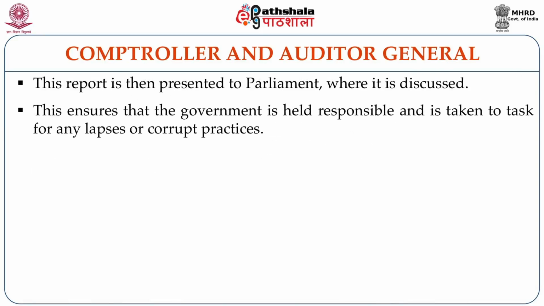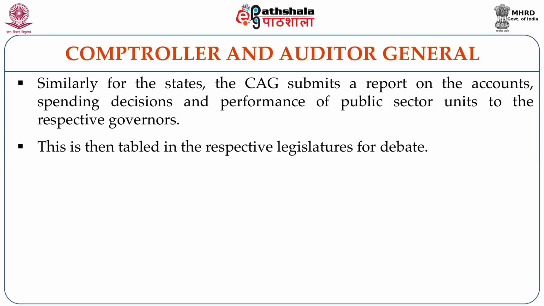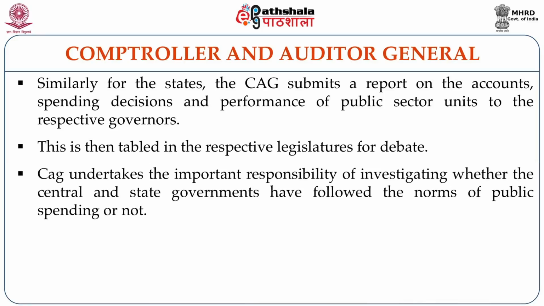This ensures that the government is held responsible and is taken to task for any lapses or corrupt practices. Similarly, for the states, the CAG submits a report on the accounts, spending decisions, and performance of public sector units to the respective governors. This is then tabled in the respective legislatures for debate. CAG undertakes the important responsibility of investigating whether the central and state governments have followed the norms of public spending or not. Grassroots social audit process is supposed to complement this activity that takes place at a high level of government. Essentially, social audit and social accountability then is a tool for creating more empowerment and greater democracy.